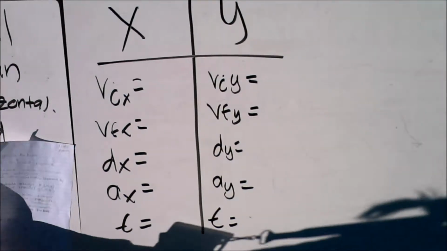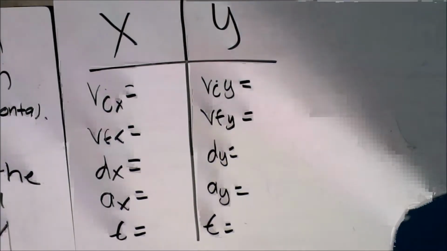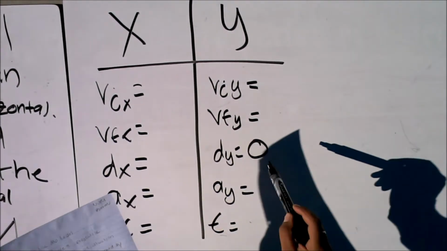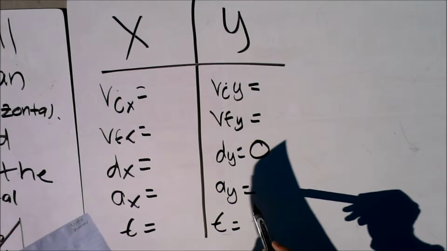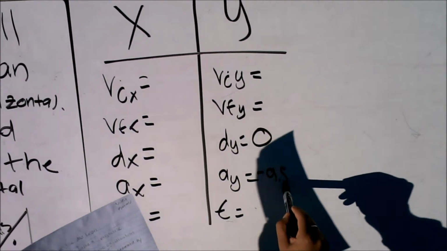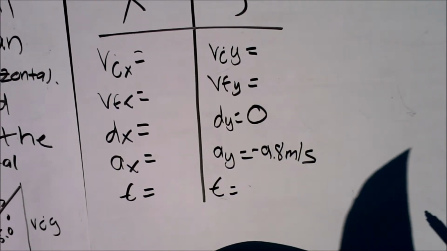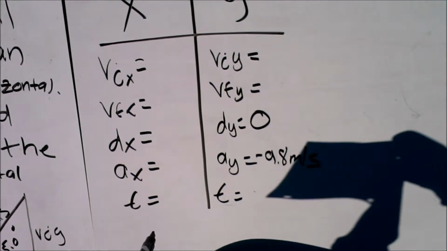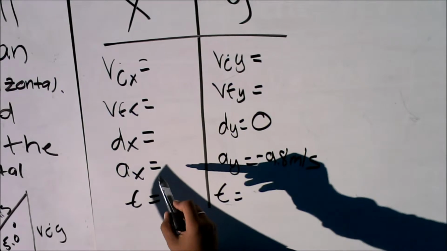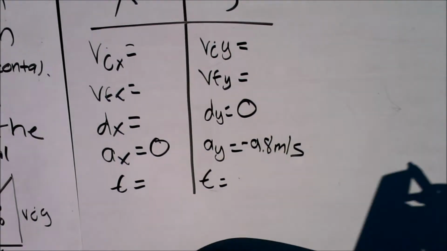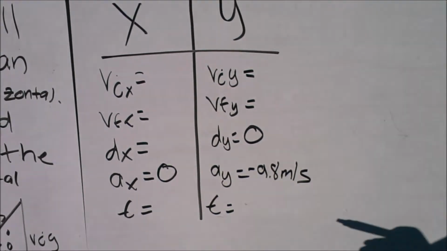Okay, so we know that the distance that y travels is 0. We know that the acceleration is negative 9.8, that's always the case, and the time we don't know. We do know that the acceleration for the horizontal is 0. That's all we know pretty much.